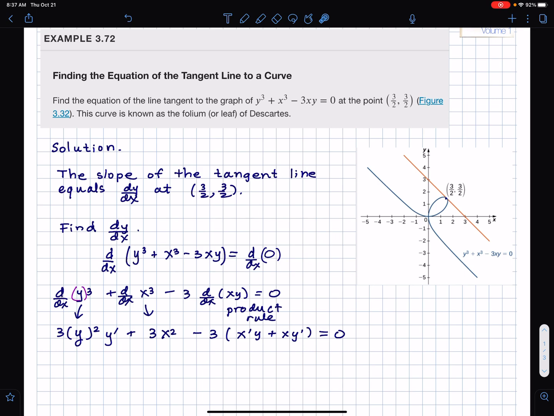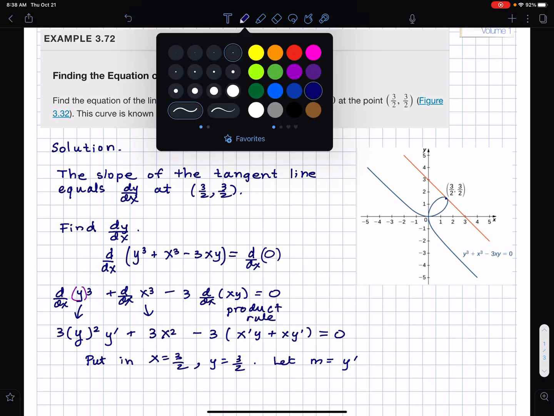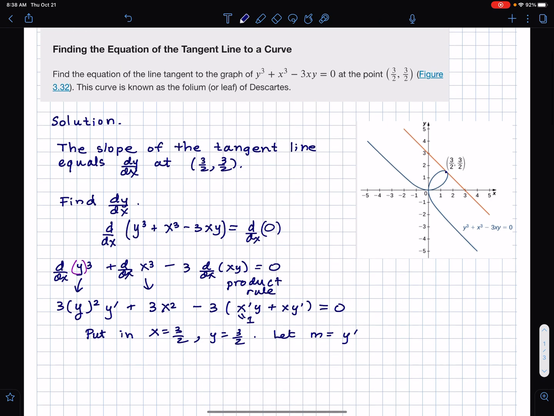But what I'm going to do is I'm happy with y prime being mixed in with the x and y's, and I'm going to go ahead and put in x equals 3/2 and y equals 3/2 because I think it might be easier to simplify if I have numbers that I put in there. I'm going to let m, being slope, equal y prime at those numbers. As soon as I put those numbers in for x and y, it's not really y prime anymore. It's y prime evaluated at those numbers. By the way, x prime is equal to 1. So let's go ahead and do this.